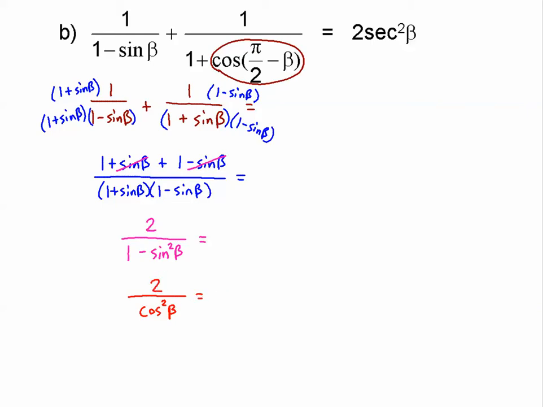If you get stuck, or if you get lost, or if you're not sure where to go, always look at where we're supposed to be going. We're trying to get this to become 2 secant squared of beta. Right now I've got the 2 where it's supposed to be. Somehow cosine squared is supposed to turn into secant squared.